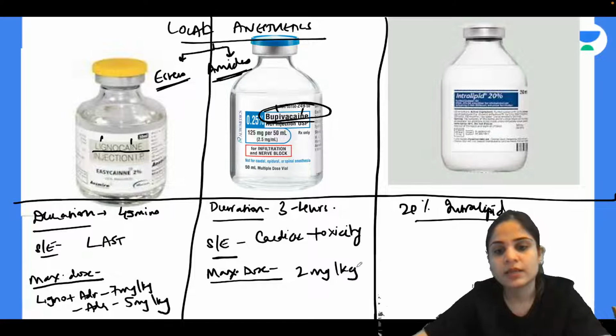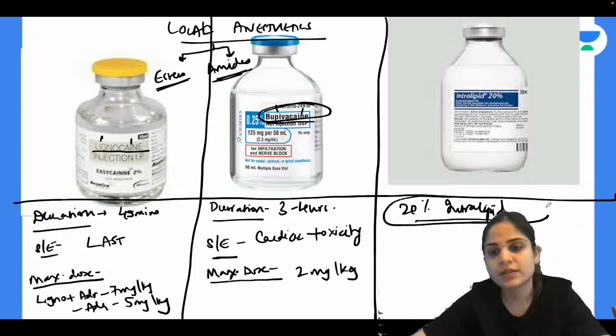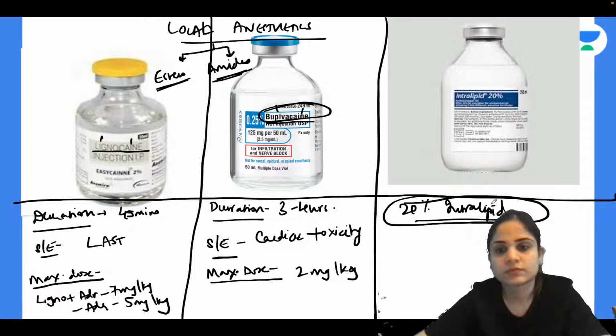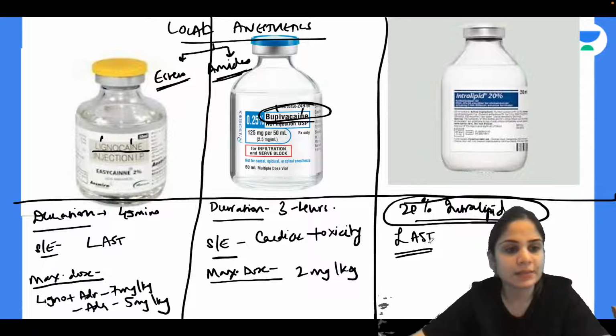Alright, now can you tell me what is this drug used for? 20% intralipid. What is it used for? Any idea? Okay, 20% intralipid is used in the case of local anesthesia systemic toxicity.